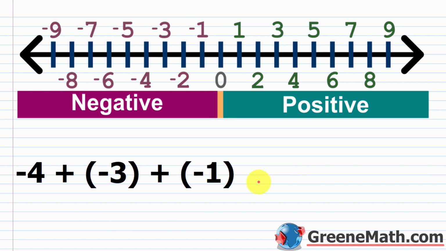Okay, let's just do one more with the number line, and then we'll move off of it. So we have -4 plus -3 plus -1. So let's start at -4.